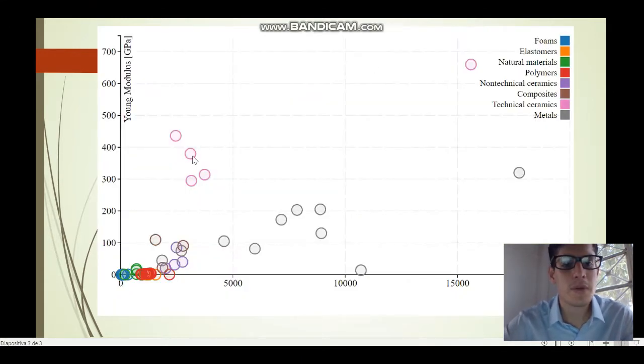Here is an example of a chart of Young modulus versus the density. Here we can see by the colors how the materials work, and how effective each is going to be in terms of Young modulus versus the density. For example, metals are considered to be way more effective.